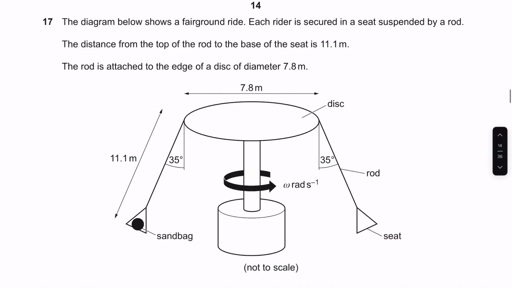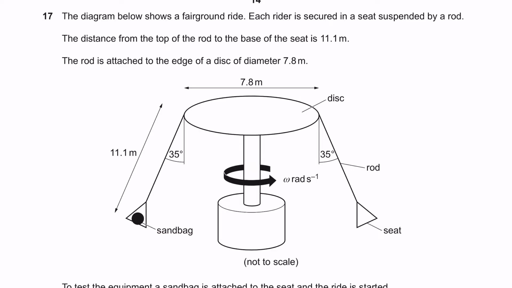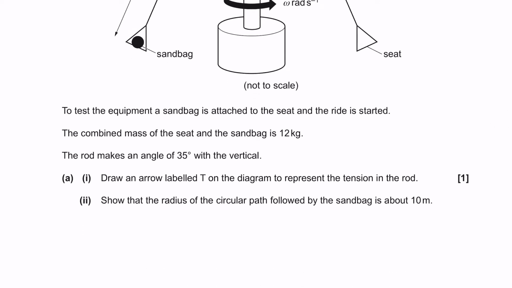Okay, question number 17. The diagram below shows a fairground ride. Each rider is secured in a seat suspended by a rod, and the distance from the top of the rod to the base of the seat is 11.1 meters. And the rod is attached to the edge of a disc of diameter 7.8 meters. To test the equipment, a sandbag is attached to the seat and the ride is started. The combined mass of the seat and the sandbag is 12 kilograms. The rod makes an angle of 35 degrees with the vertical.